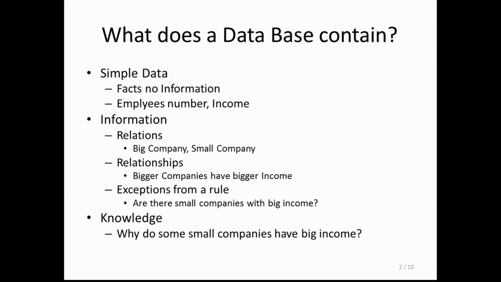If we combine facts from different categories, we can make relationships between data, and we can have information like bigger companies have bigger income. These are already conclusions. And we can be drawn to find exceptions from these rules, like are there small companies which have big income? And the most important thing is the knowledge of why do these small companies have that big income? What are the similarities between them which make them so special? And information and knowledge has to be discovered.